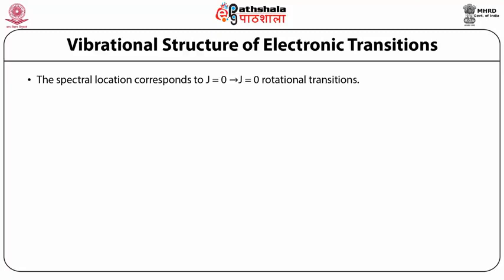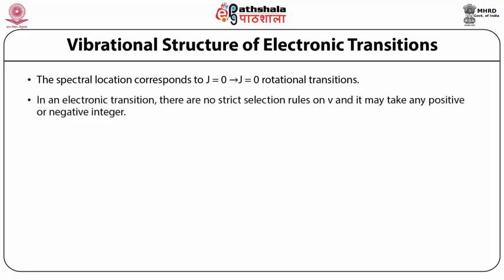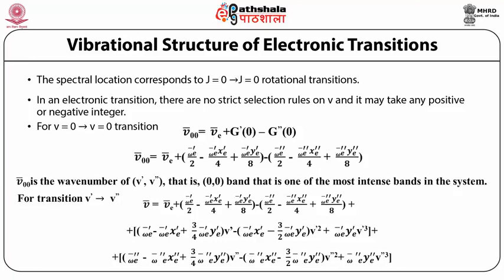The spectral location corresponds to J is equal to 0 to J is equal to 0 rotational transitions. In electronic transition, there are no strict selection rules on nu, and it may take any positive or negative integer. For nu is equal to 0 to nu is equal to 0 transition, that means nu 0 0 is equal to nu E plus G prime 0 minus G double prime 0. So nu 0 0 is equal to nu E plus, writing the value of G prime 0 and G double prime 0 using the above relationship.